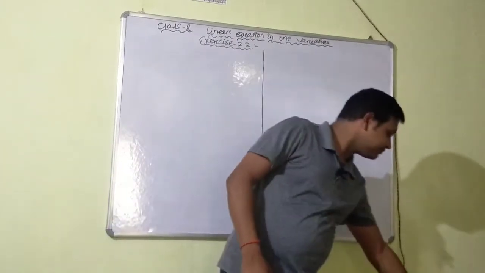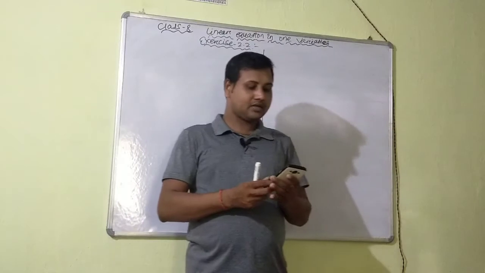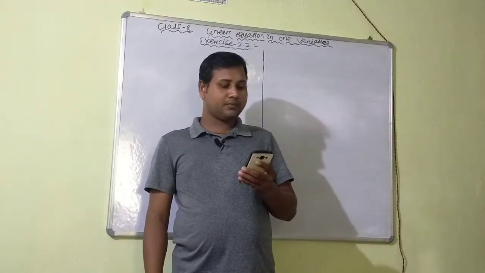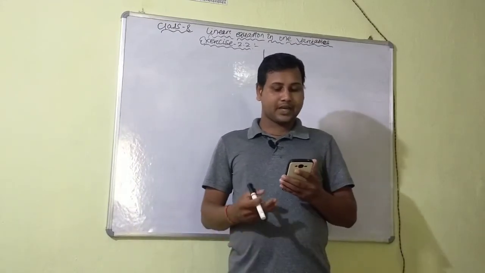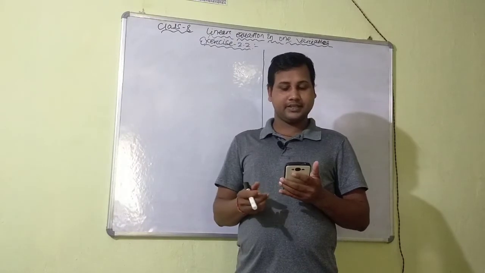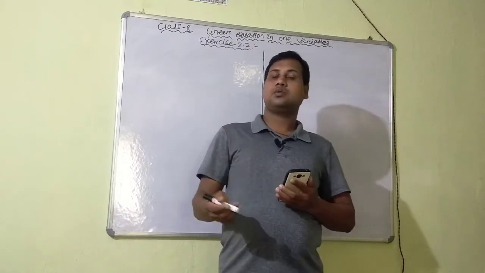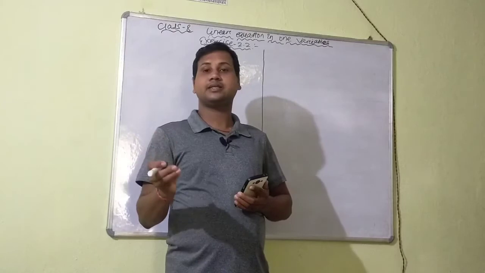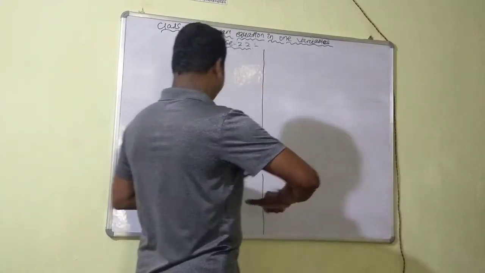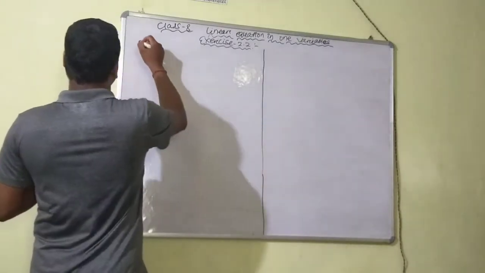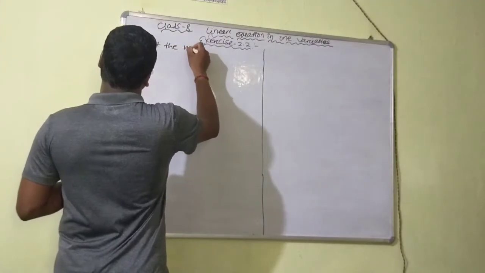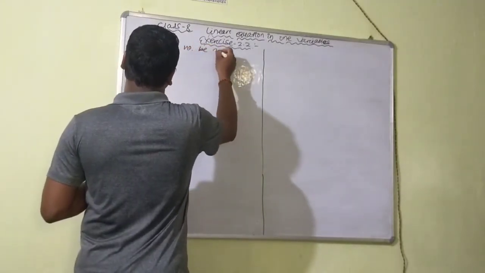Question number 1. What's given here? If you subtract 1 by 2 from a number and multiply the result by 1 by 2, you will get 1 by 8. What is the number? Whatever is to be found, we will take as x. Okay? Or any variable. I am taking here, let the number be x.